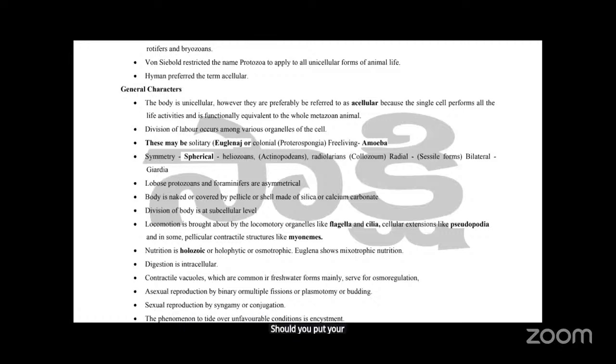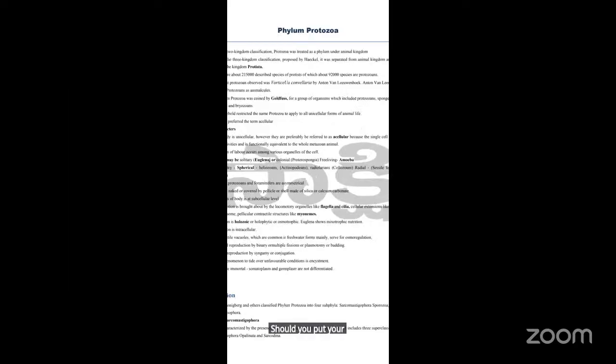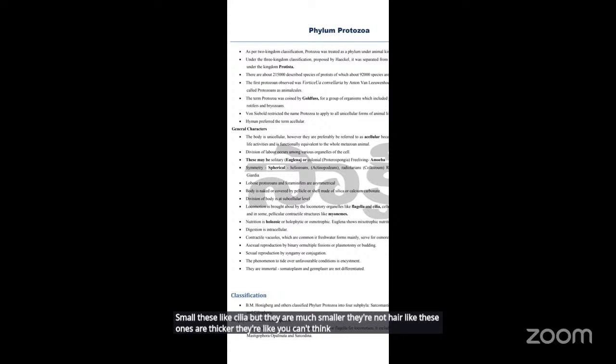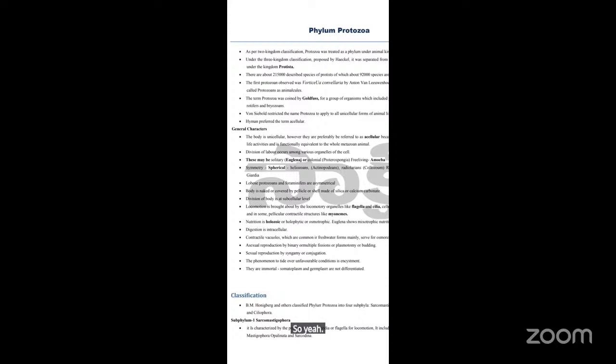Pseudopodia. It's also a form of locomotion. It's like cilia, but much thicker. They are not hair-like. You can think of them as fingers in a way. They are thick and used to move around. Another word for them is false feet. They extend from the cytoplasm and help the cell move around.